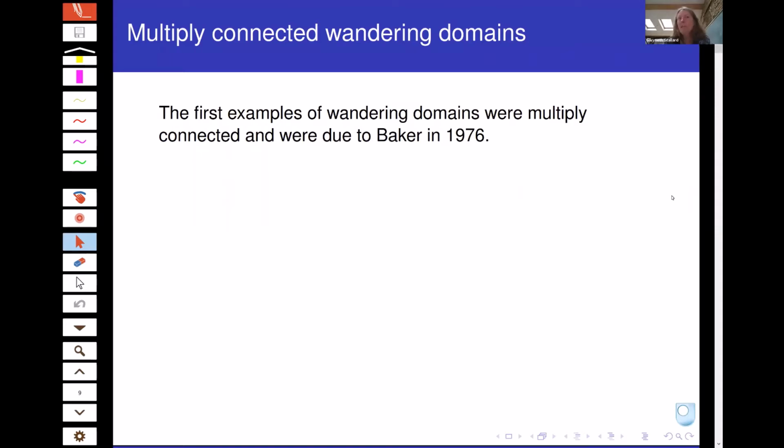And the example he gave was an infinite product. So it's not a function you could write down very easily in terms of a nice simple formula like an exponential or something. It was this carefully constructed infinite product where you put the zeros in the right place to give you the type of behavior that you want.